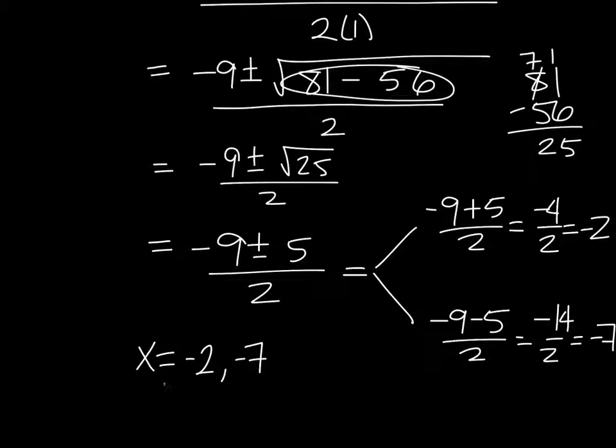Or if we're really being technical, we got negative 2 comma 0 and negative 7 comma 0. And so that is finding the x-intercepts using the quadratic formula. And we'll get to practice this lots with our assignments.